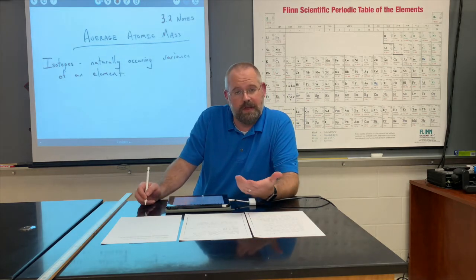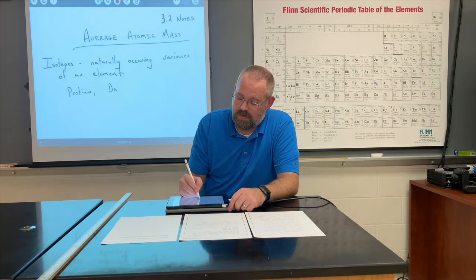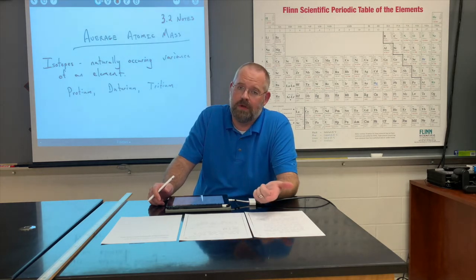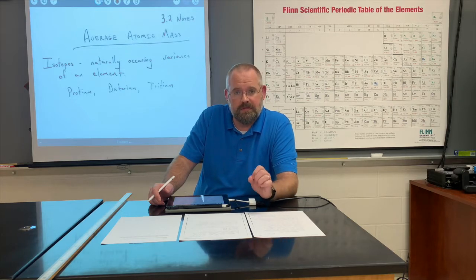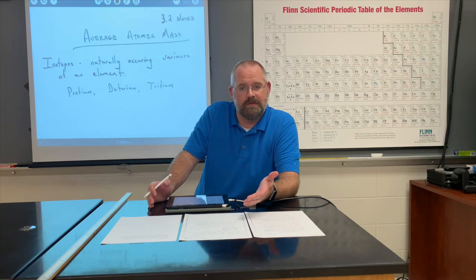Remember that hydrogen had three types of isotopes. It had protium, deuterium, and tritium. Okay, and they vary because of the number of neutrons they have. All three of those are hydrogen because they have one proton, but protium has 0 neutrons, deuterium has 1 neutron, and tritium has 2 neutrons. So those natural elements are all hydrogen. They're just different types of hydrogen.